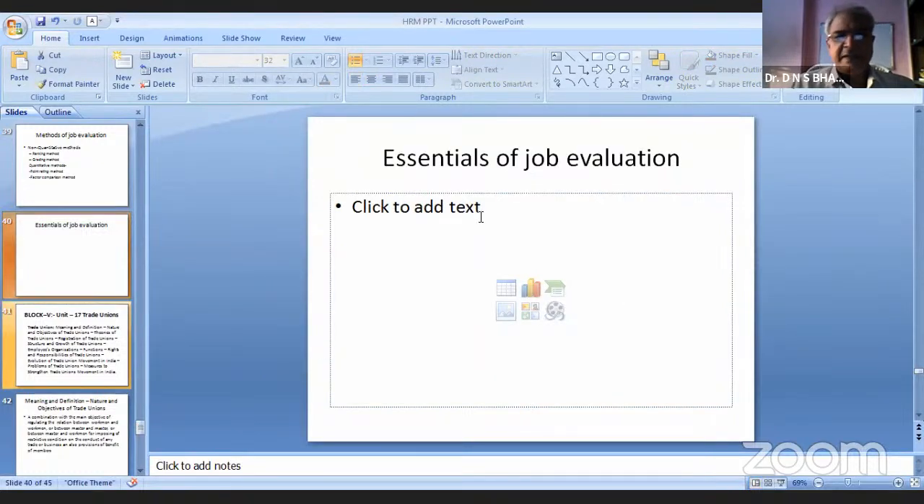Essentials of job evaluation. What are the various essentials that are required to carry out a job evaluation program? First one is that each and every employee of the organization should be given a clear thought.